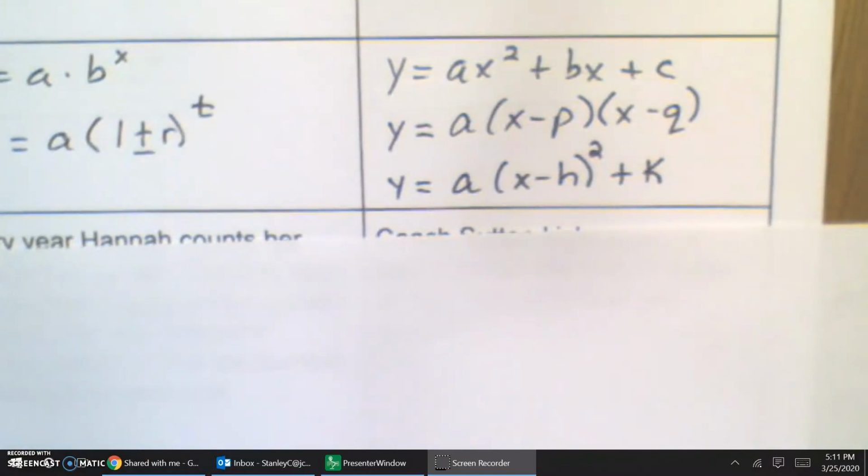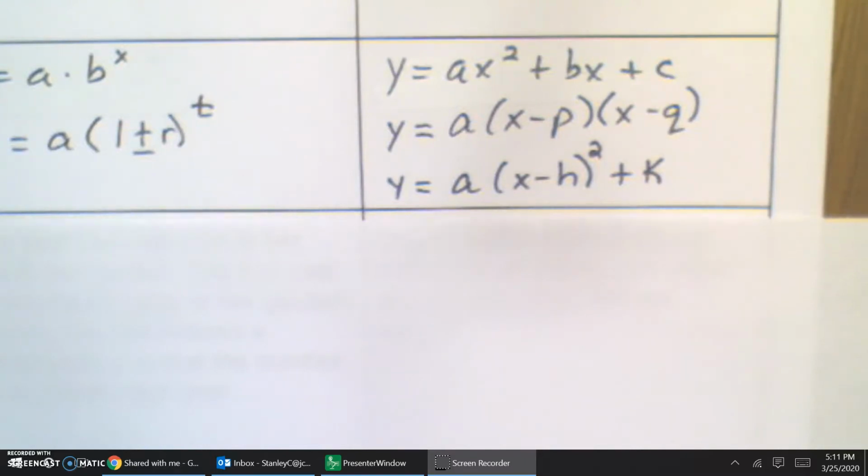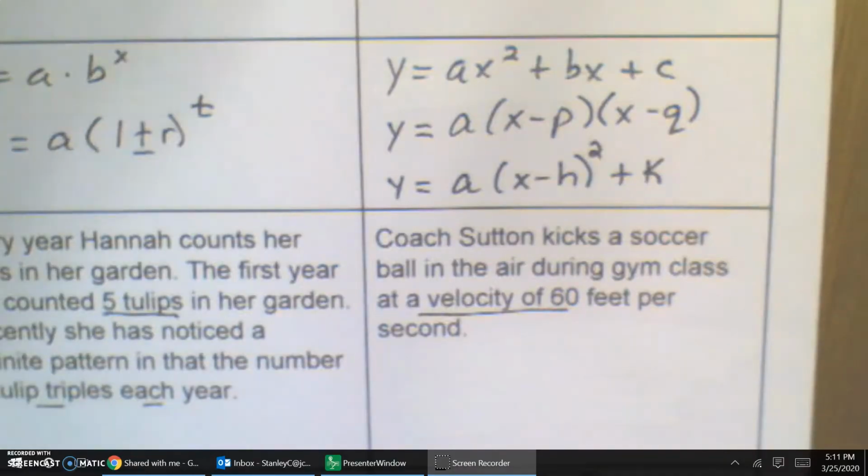So what we're going to be doing is looking at forms of linear, exponential, quadratic. We're going to look at tables and determine if it's a linear model, exponential model, or quadratic model. And then we're going to look at some real-world scenarios to see if we have a linear, exponential, or quadratic model. So let's start with a table.